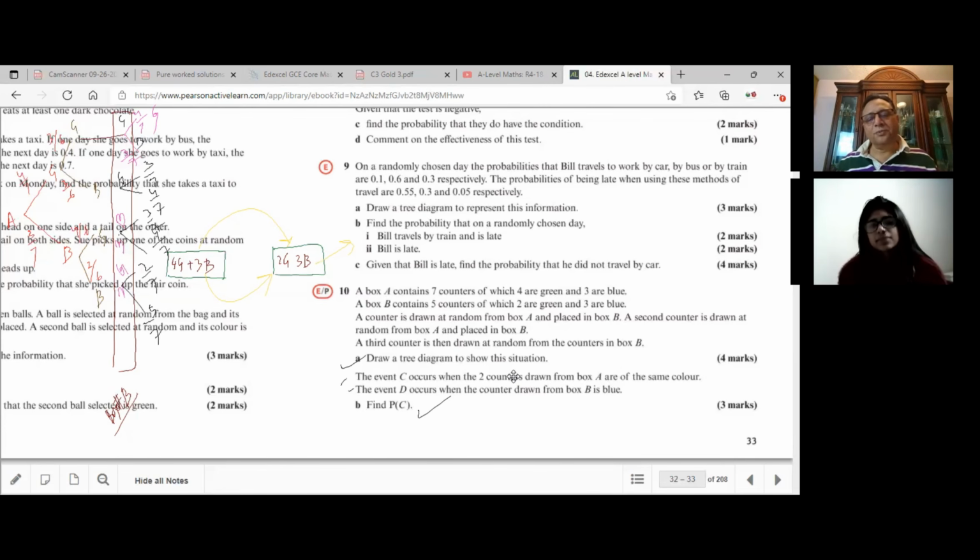Correct. Yeah. So the event C occurs when 2 counters drawn from box A are the same color. So either both, so the top line or the bottom line, correct? So one of those two. So that is the event. And D occurs when the counter drawn from box B is blue. So let's go for blue from box B. Is that okay? So there are a couple of stages where it could be blue, but we'll go with the conditions, whatever conditions they give further, and write down our answer.